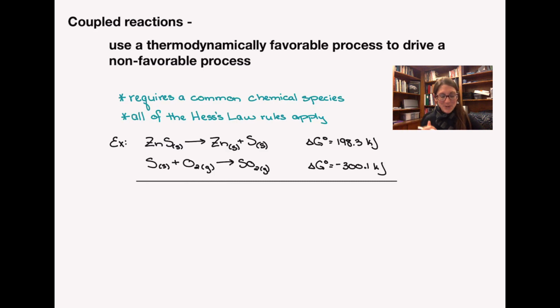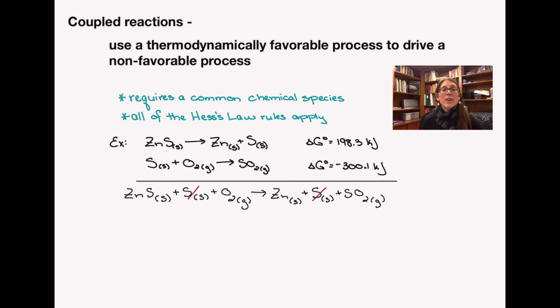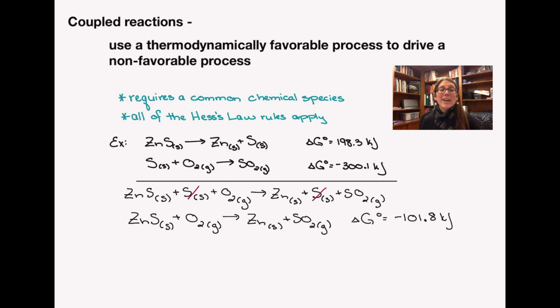If we add our chemical equations and then cancel any chemical species that are on both sides of the arrow, we find that overall we have zinc sulfide plus oxygen gas makes zinc plus sulfur dioxide. And the value for delta G naught for this process, now that it has been coupled, is negative 101.8 kilojoules. Quick reminder that that negative 101.8 kilojoules is for the reaction as written, so 1 mole of all of our chemicals, but now it's thermodynamically favorable.